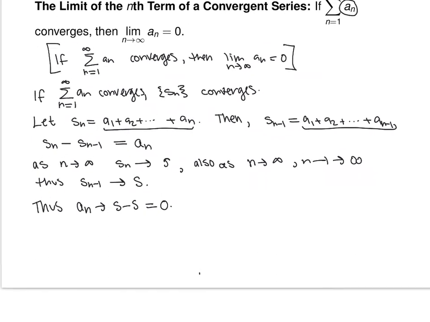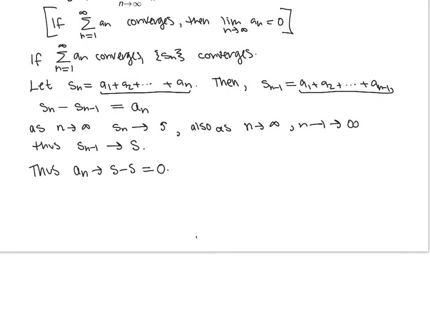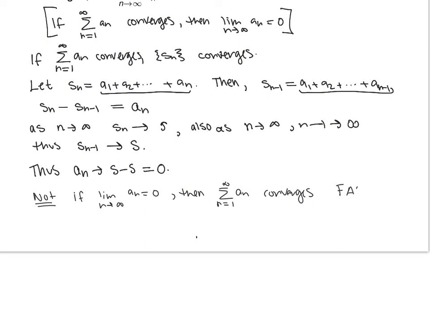Now, one thing that is a common error in classes like this is that students try to confuse this if-then. This says that if the series converges, then the limit of the terms is 0. What it does not say is that if the limit as n goes to infinity of the a_n's is 0, then your sum converges. That is uber false.